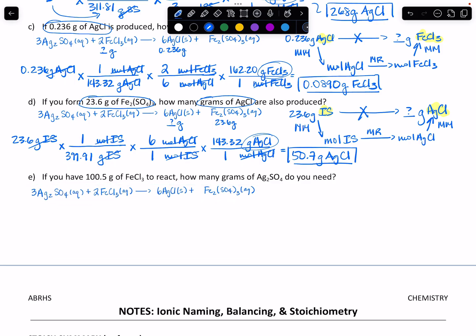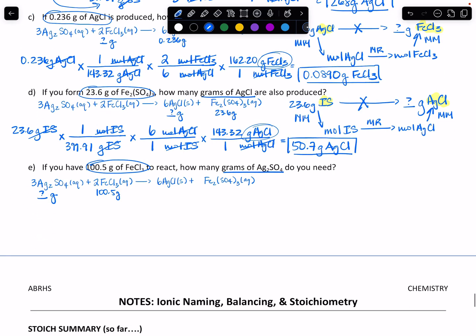If you have 100.5 grams of iron 3 chloride to react, how many grams of silver sulfate do you need? So we've got 100.5 grams of iron chloride, and they're asking us how many grams of silver sulfate we need. So here's what we've got. Here's where we're going. Oops, I meant to underline that. Sorry about that. So we're definitely moving between chemical entities. So it's a stoichiometry problem, and we're going to need a mole ratio step.